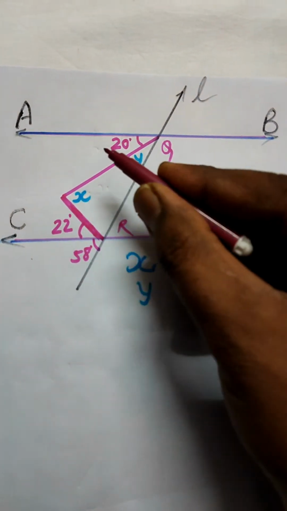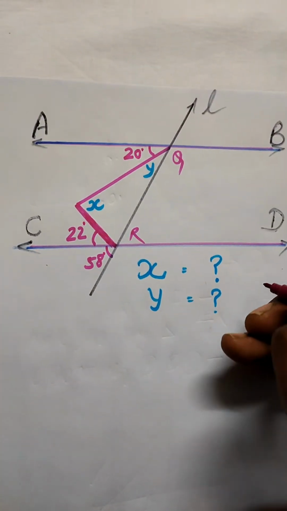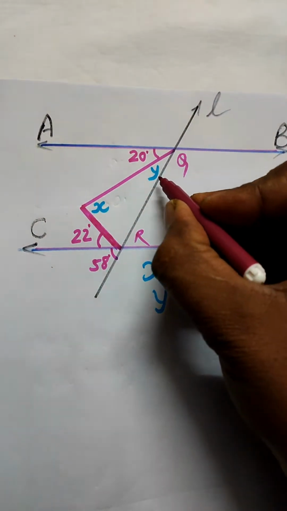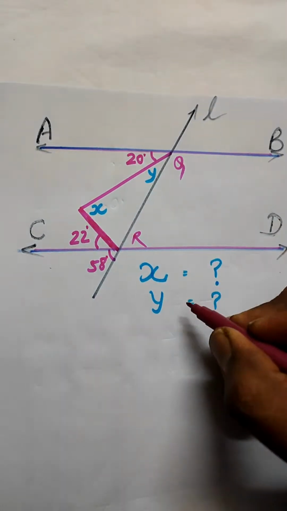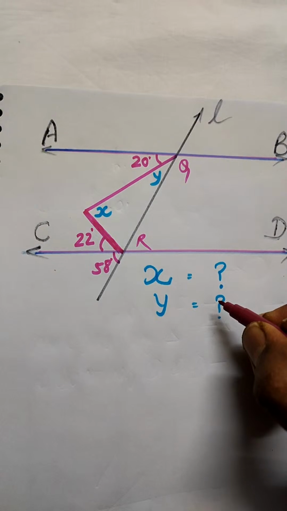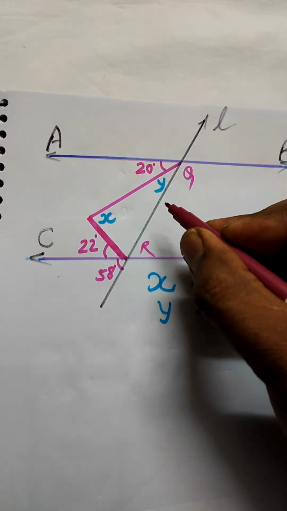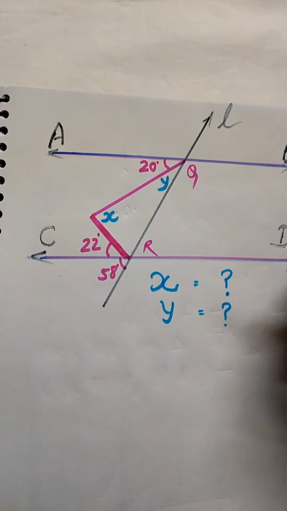Here you can see AB and CD are parallel lines cut by a transversal. So we can see that here x and y are two unknowns to us, that is, variables which we need to calculate. Now we need to find the value of x and y. How will we be doing it? Let us see.